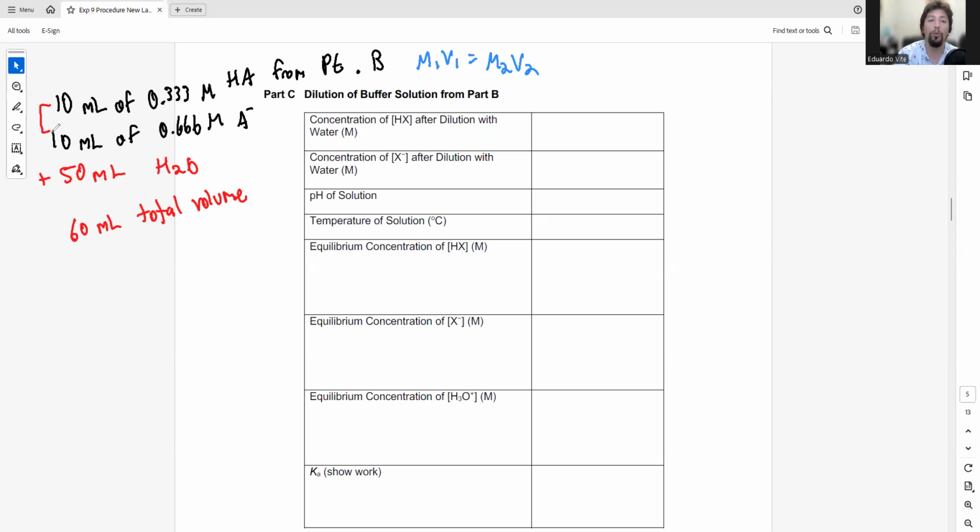We are adding only 10 mils of the solution that contains both of these concentrations to 50 mils of water. Now we have 60 milliliters of total volume.